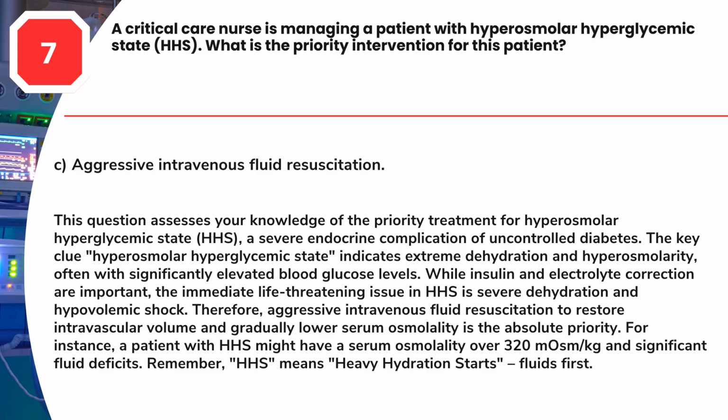Therefore, aggressive intravenous fluid resuscitation to restore intravascular volume and gradually lower serum osmolality is the absolute priority. For instance, a patient with HHS might have a serum osmolality over 320 mosm/kg and significant fluid deficits. Remember, HHS means heavy hydration starts, fluids first.